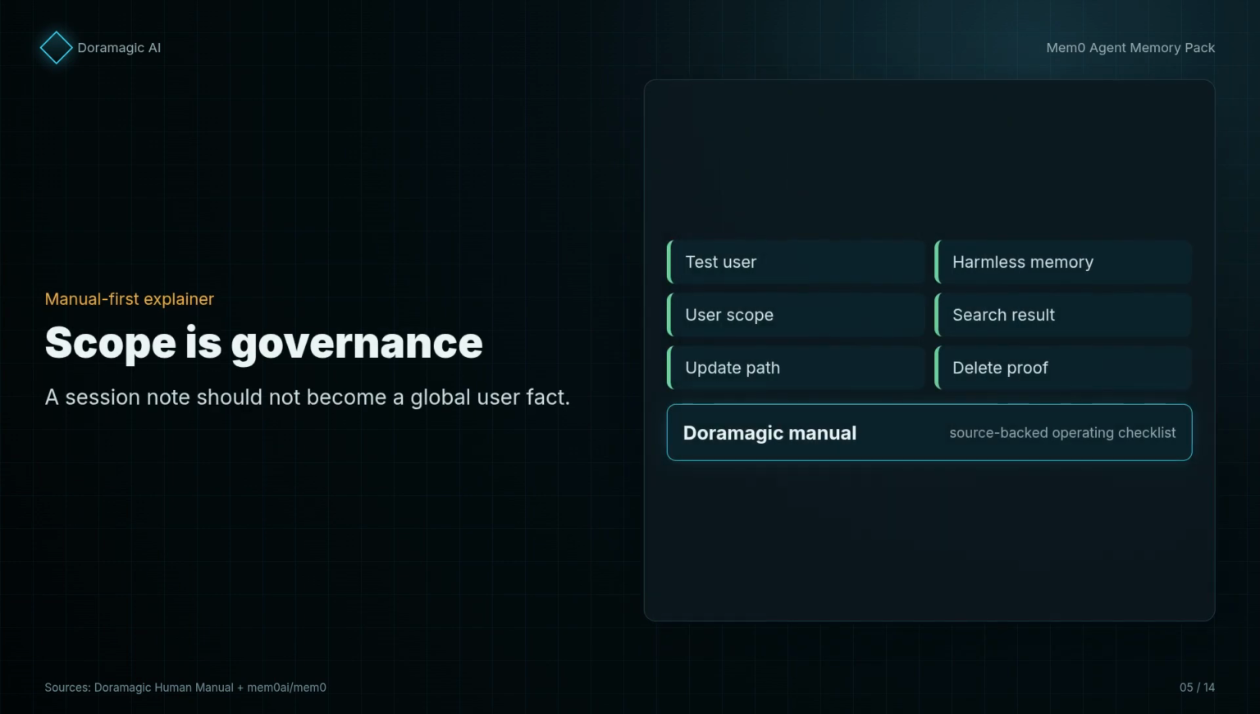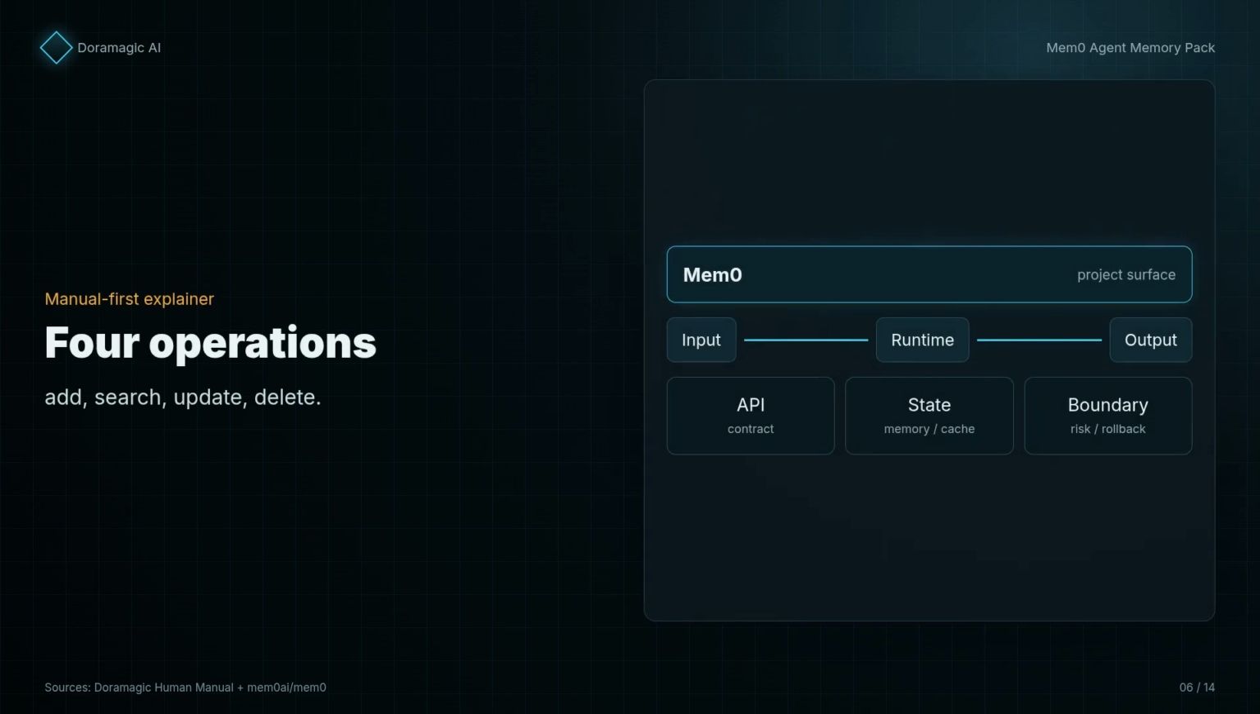Mem0's basic operations are add, search, update, and delete. Add stores new information and can extract useful facts. Search retrieves relevant memories using semantic search and, in some setups, keyword or hybrid matching. Update changes memories when new information supersedes the old version. Delete removes memories by specific item or scope.